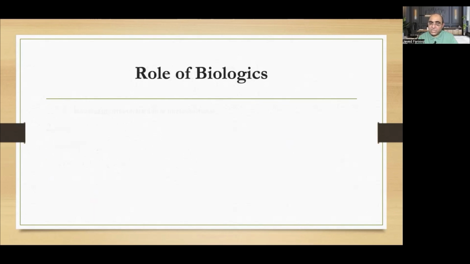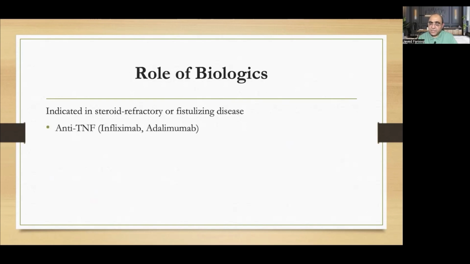So the role of biologics, and we'll be discussing this in detail in the coming lecture. These are indicated in steroid refractory or fistulizing disease. And what are these? Anti-TNF, infliximab, adalimumab, then anti-integrin, vedolizumab, IL-12 and 23 inhibitor, that is ustekinumab.